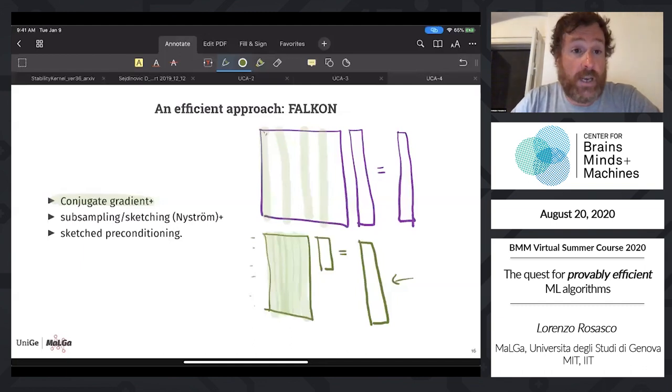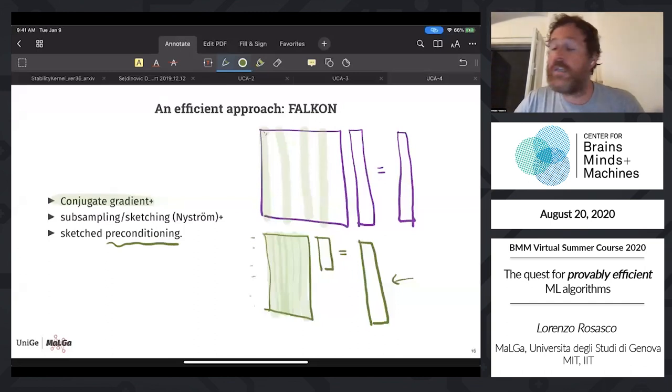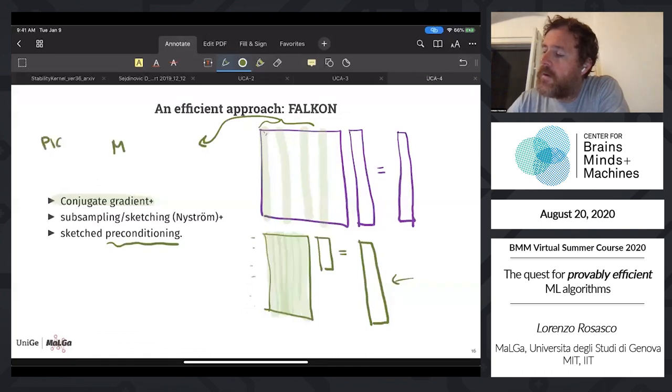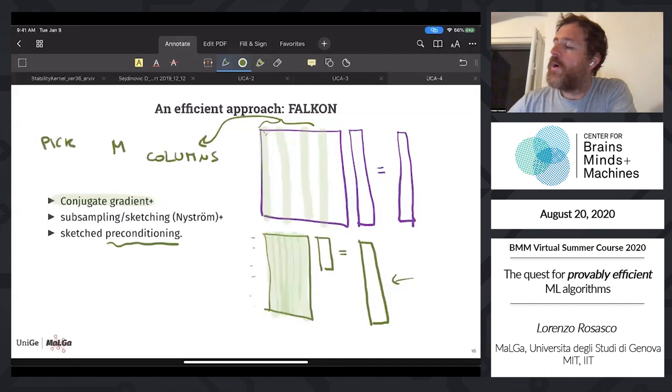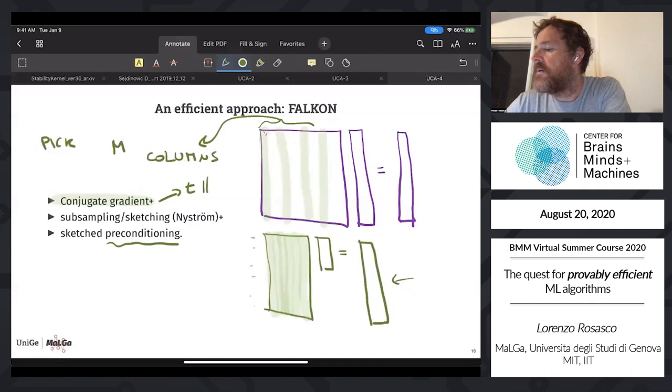And now the idea is that we want to analyze this. There is some more trick like preconditioning, but this is not so important. So at this point, what you can do is go in and check how much computation you need. You can analyze this and check what is the interplay between computation and statistics. So here, let me call m the number of columns that we sampled, okay? And we're gonna have the number of iterations that I call t.